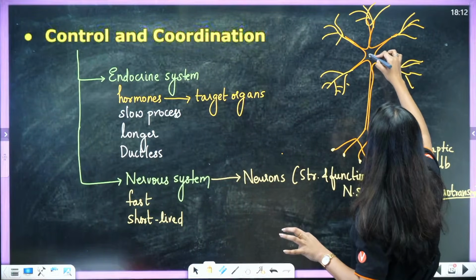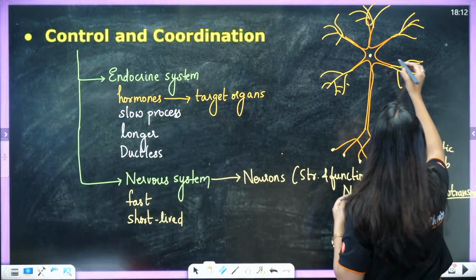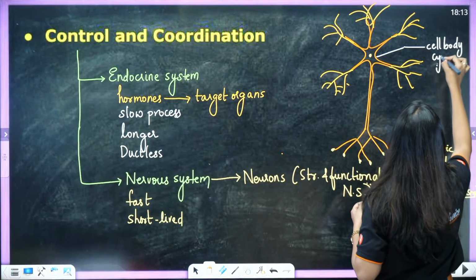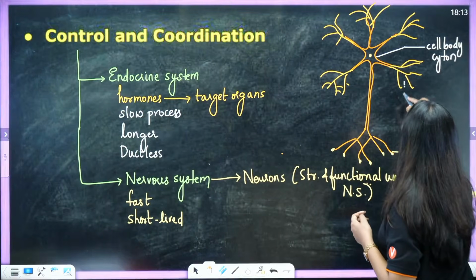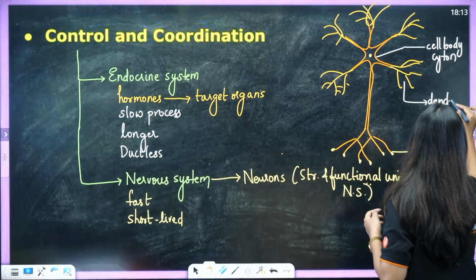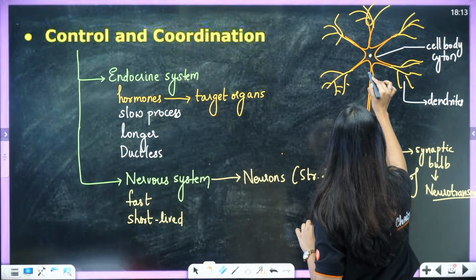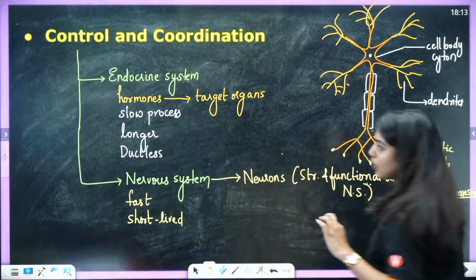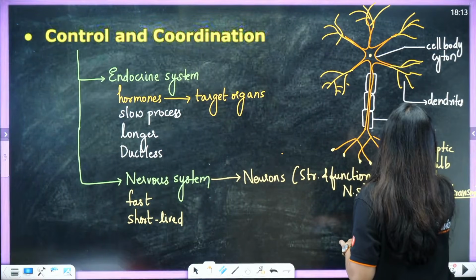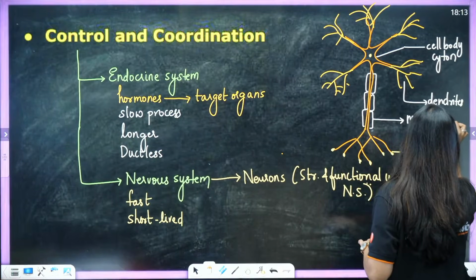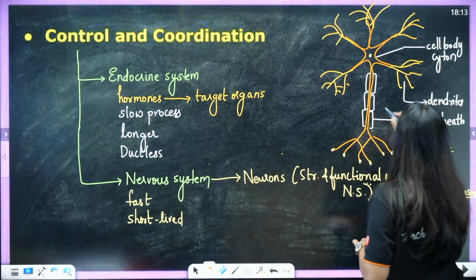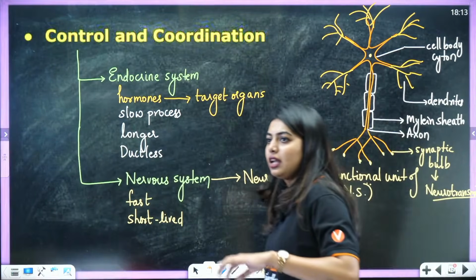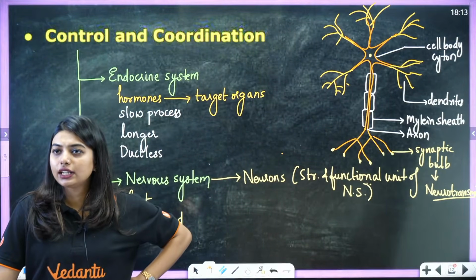Now this is your cell body. Let's label this also. This is the cell body, or in other words, what is it called, students? Cyton. And this is your dendrites. On the axon there will be some myelin sheath. They can be myelinated or non-myelinated, but right now we are drawing a myelinated axon. So this will be your myelin sheath. And this long slender structure is your axon, and at the end you have axon endings. This is your basic neuron.